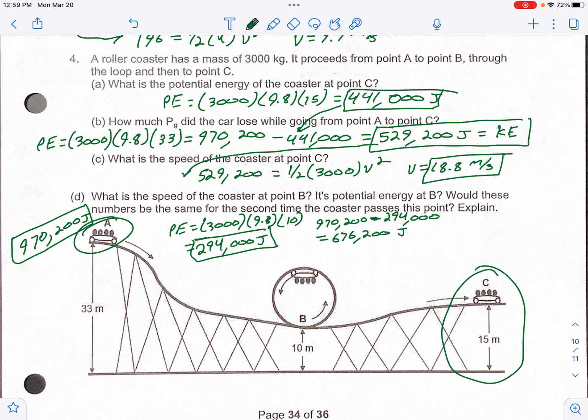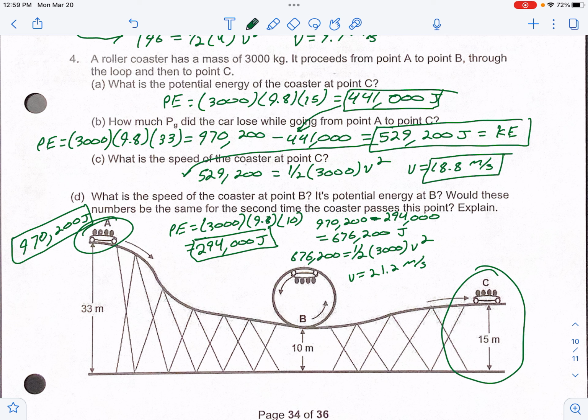So now I can set that 676,200 equal to 1/2 mv squared. So mass is still 3,000, and we're just looking for v. Okay, so this comes out to be 21.2 meters per second.